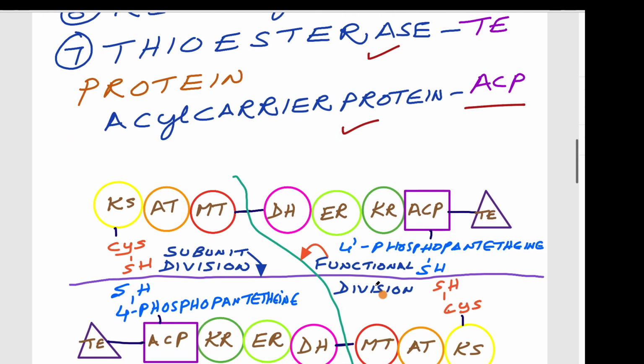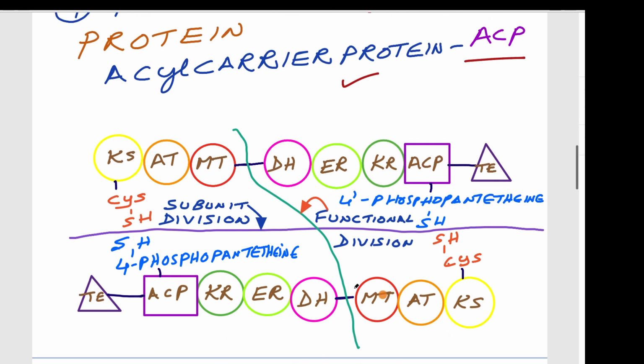How are these arranged? We will sum up in the form of a diagram. There are 7 enzymes: KS, AT, MT, and the other unit DH, ER, KR, ACP, and thioesterase. They are arranged in this manner. At the ketoacyl synthase, a cysteine SH group is present. At the ACP of the other monomer, 4-phosphopantetheine is present, with an SH group. So both the monomers are linked through this SS bond.